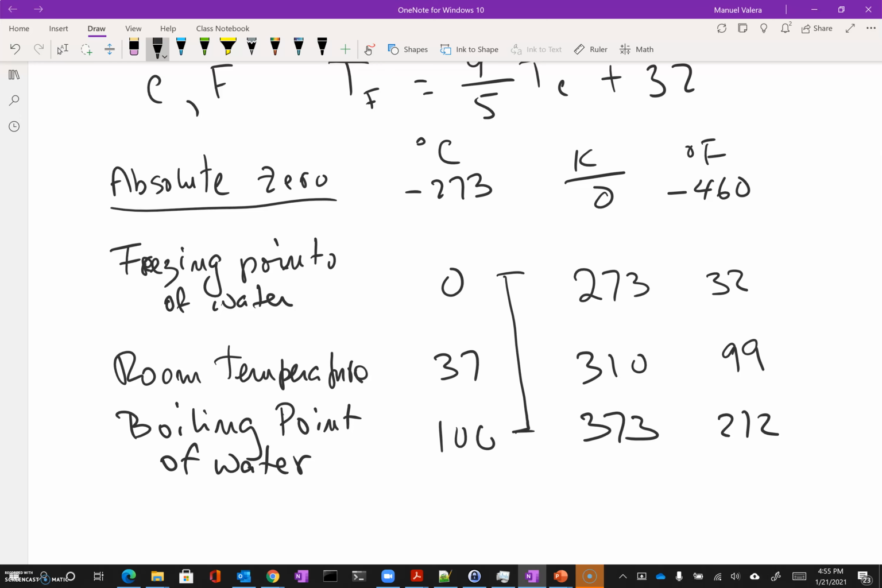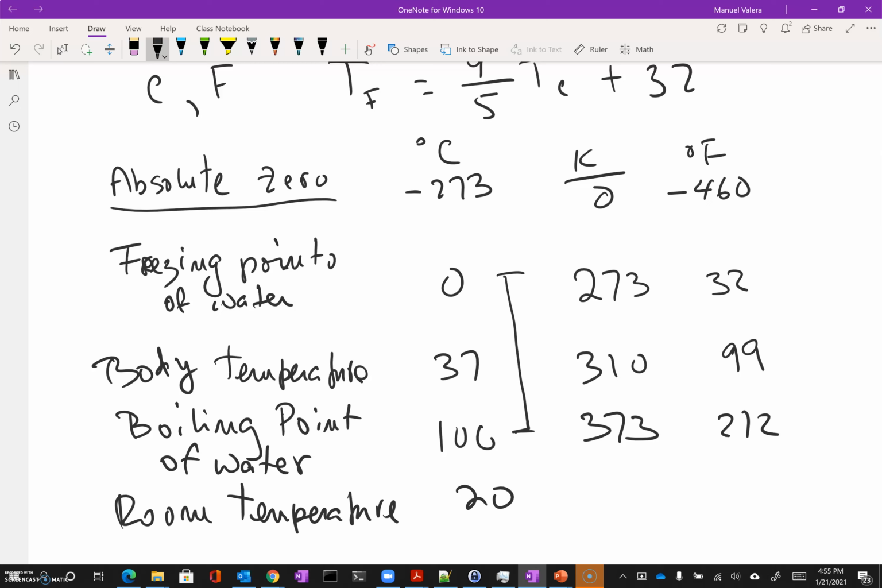So there's one more, which is the body temperature. The body temperature is close to room temperature. And actually, I think I made a mistake here. This is body temperature. So body temperature, and room temperature was 20 degrees. Sorry about that. So this is 20, and this is 293. So those are values of temperatures that it's good that you have an intuition about. It helps when you're solving problems.